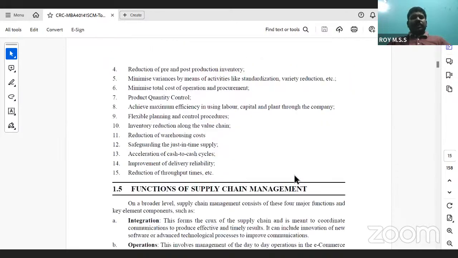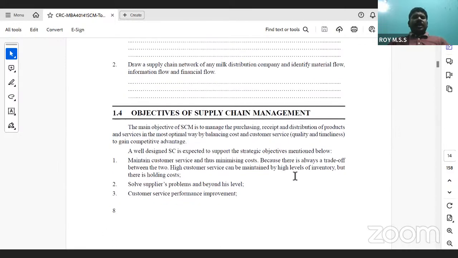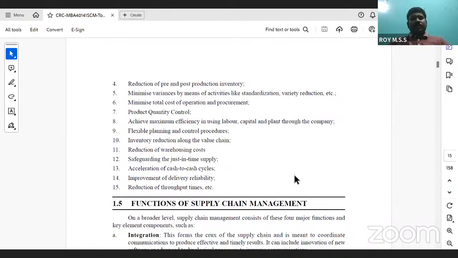This is the example. What are the objectives? Of course, if you read this, it will give you a lot of understanding. Maintain customer service, solve suppliers' problems, reduction of pre- and post-product inventory, minimize variances, product quality control, flexible planning, inventory reduction, reduction of warehouse cost. All these are self-explanatory. I don't need to explain.